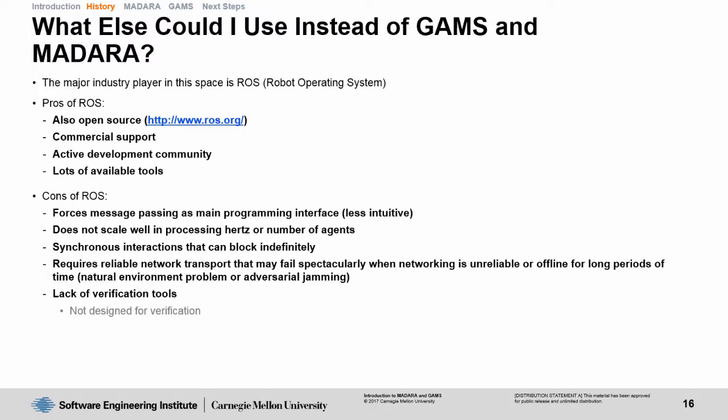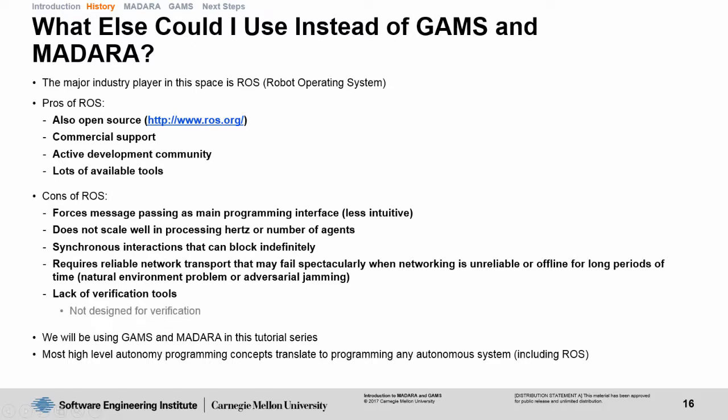It requires a reliable network transport that may fail spectacularly when networking is unreliable or offline for long periods of time. This could occur in natural environment problems or adversarial jamming. It also features a lack of verification tools. It was not designed for verification. We will be using GAMS and MADARA in this tutorial series. Most high-level autonomy programming concepts translate to programming any autonomous system, including the ROS system.